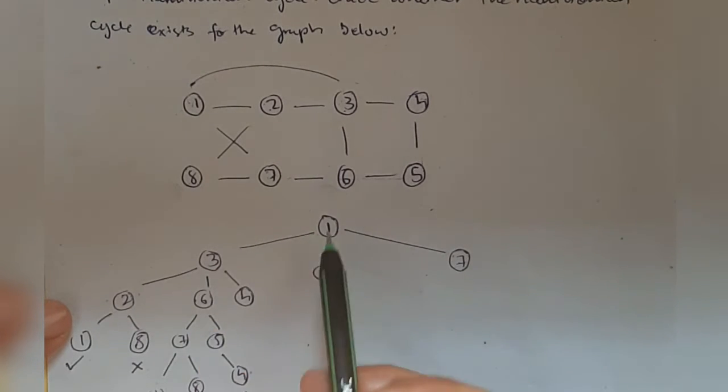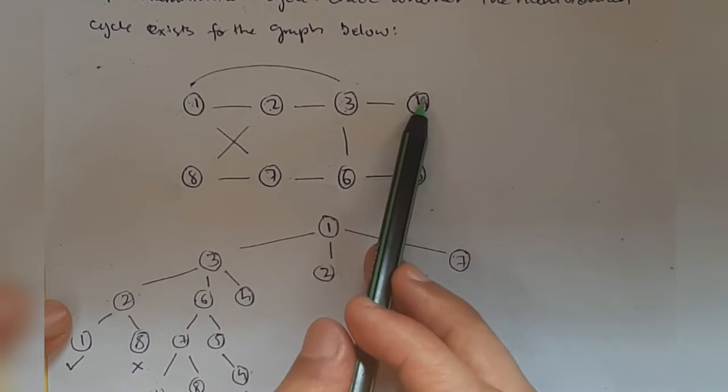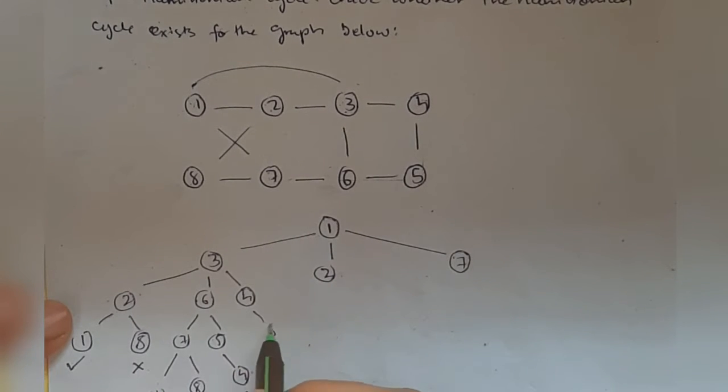Then the next possibility is 1 3 4. So 1, then 3, then 4, then I have a possibility to 5, then to 6. From 6 I have two possibilities: 3 or 7.